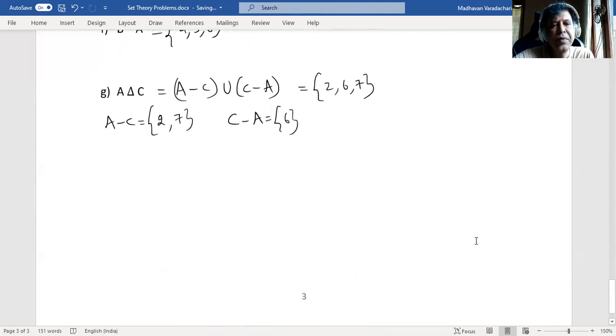So these are some of the simple problems related to set theory, identifying the elements for a particular set, right?